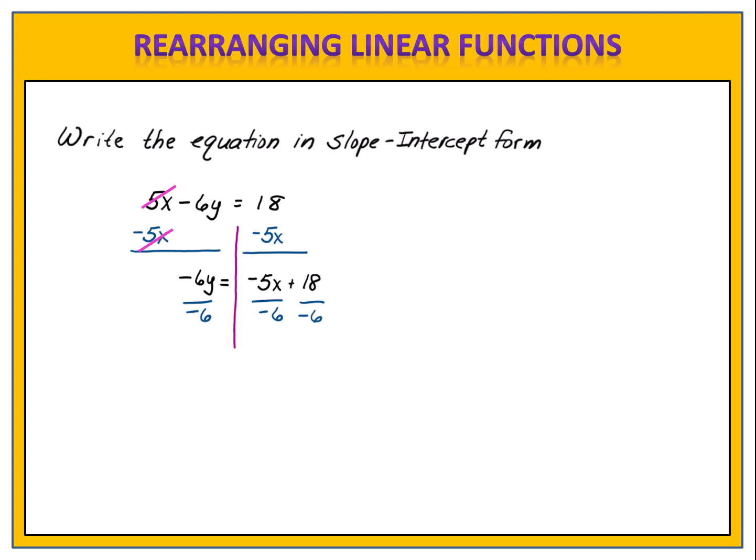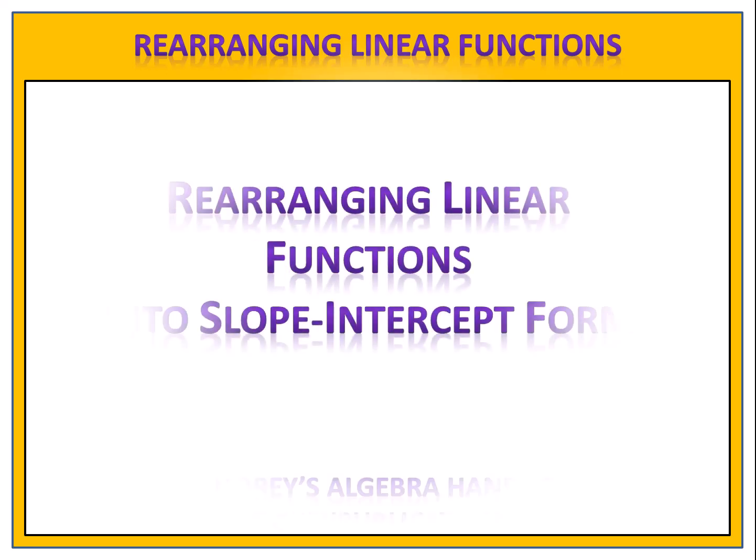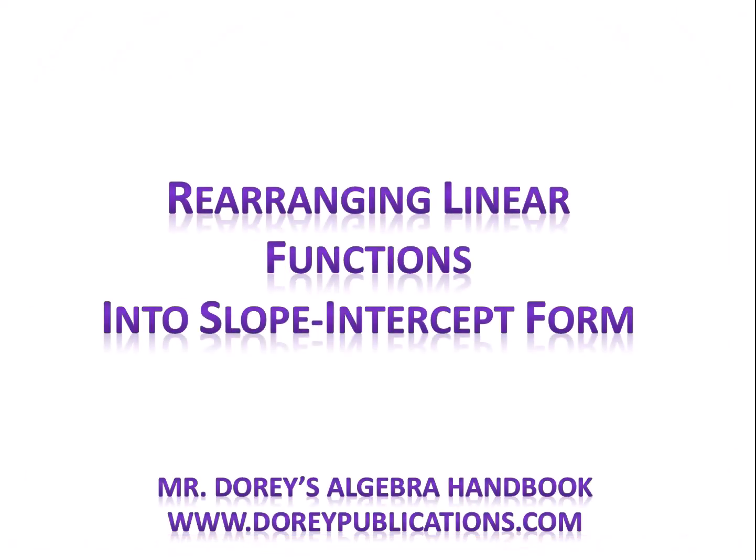On the left, we have negative 6 divided by negative 6, which leaves us simply with y equals. On the right, negative 5 divided by negative 6 is 5/6 x. And 18 divided by negative 6 is minus 3. The equation, written in slope-intercept form, is y equals 5 over 6x minus 3. This is everything you need to know to get started rearranging linear functions into slope-intercept form.